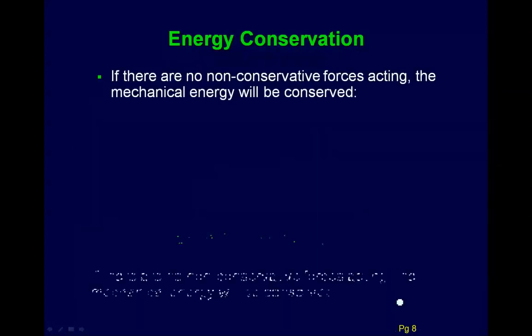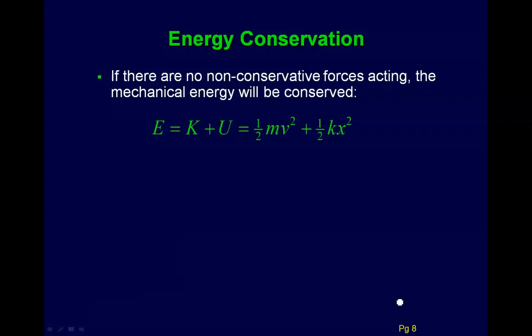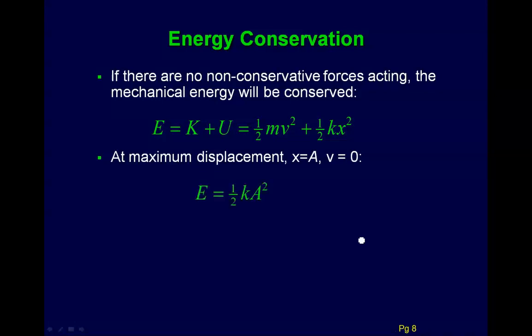Now, energy conservation. If we have a spring system where the only thing acting is the spring force, this elastic spring force, we'll conserve mechanical energy. And so here's our mechanical energy: K plus U is equal to 1/2 mv squared plus 1/2 kx squared. So let's look at the extreme cases. At the maximum displacement, x is equal to a, the amplitude, and v is 0. So I get the energy is 1/2 ka squared.